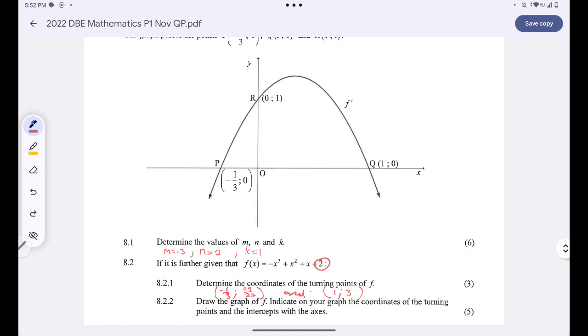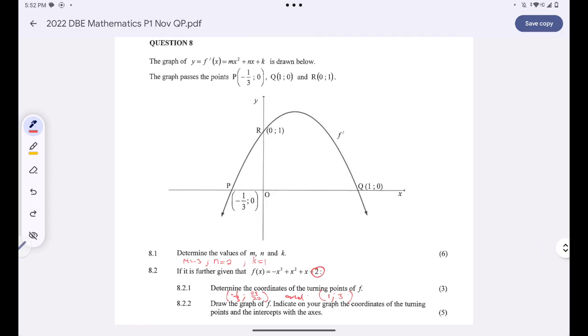Okay, I know this is my y-intercept. I do have the turning points. The only thing I'm short of is the x-intercept. Okay, for me to find the x-intercept, I need to take the graph of f of x and equate it to 0, then solve for x. I'll simply have negative x cubed plus x squared plus x plus 2 equal to 0, right? For me to solve for x, I need the term with the highest power of x to be positive, no? So I must divide everything by negative 1.